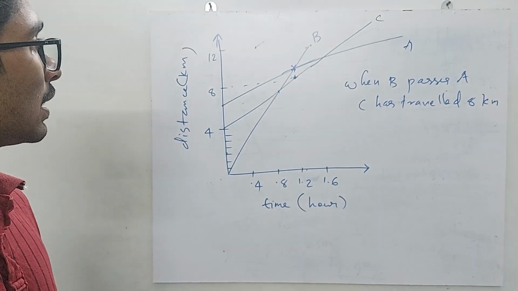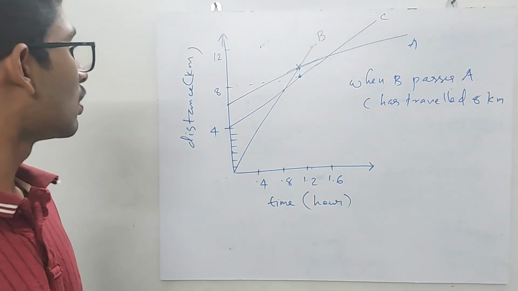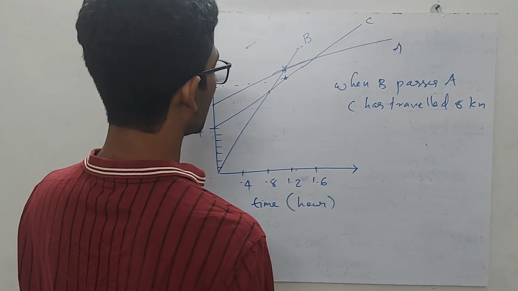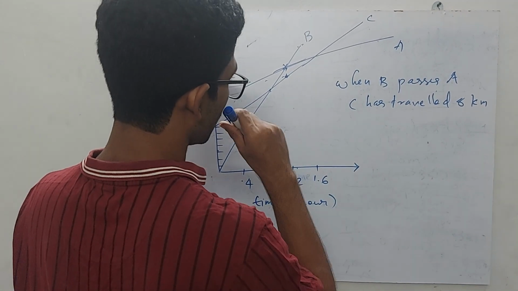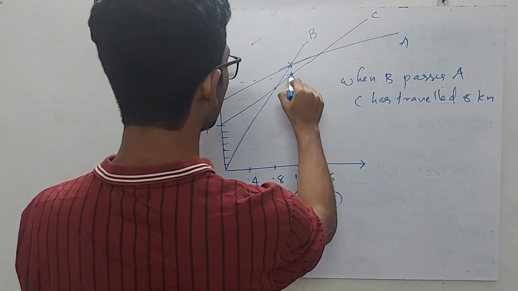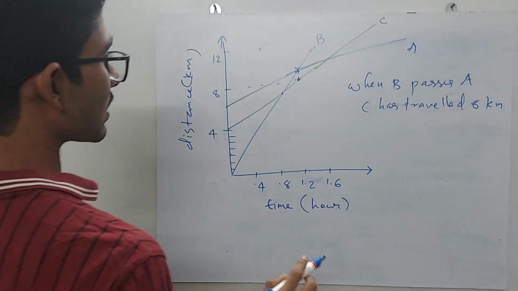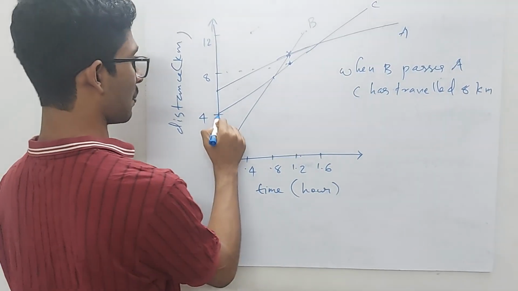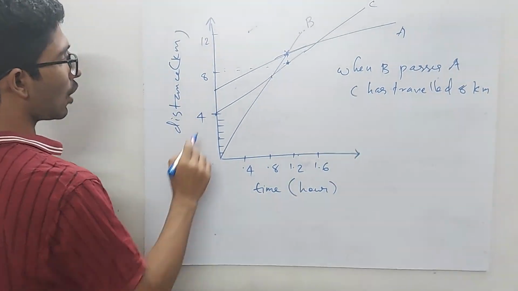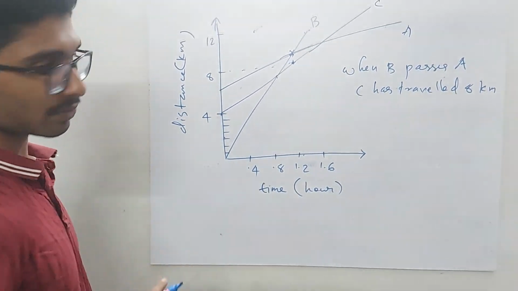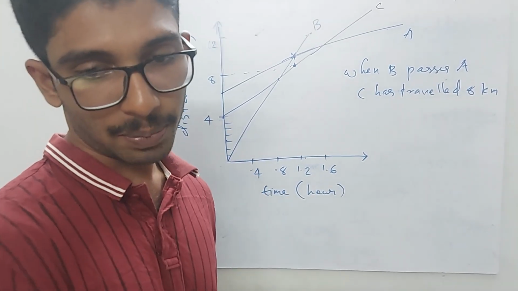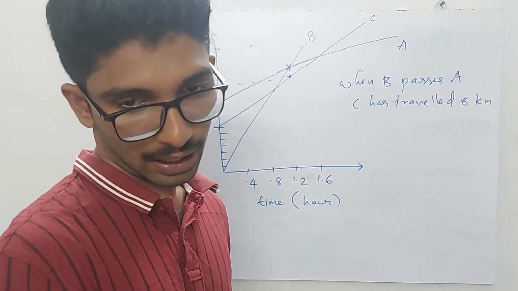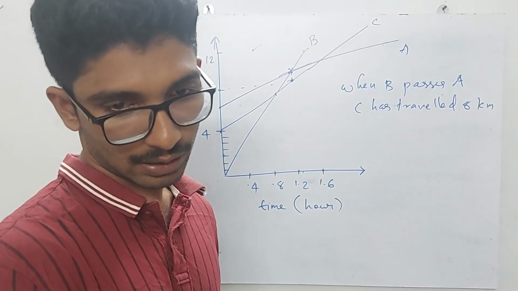Okay. Now the next question asks us, how far has B traveled by the time it passes C? Okay, so we made a mistake actually. I forgot that when B passes A, the position of C is here. But the question asked is, how far has C traveled? That means C is starting from 4. This is the line of C, and it has reached this 8. So how far has C traveled would be that distance, right? When B passes A, C would have traveled this distance.